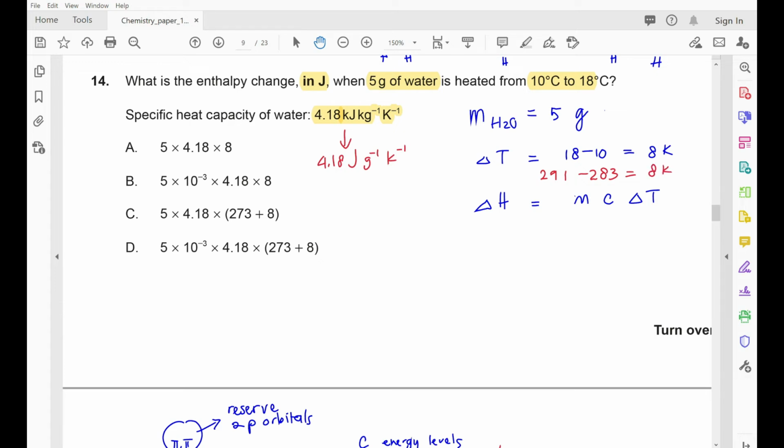And delta H is mc delta T. Cancel whatever unit you can cancel. So now we are left with the unit of joule, which is what they want. And the answer is A.